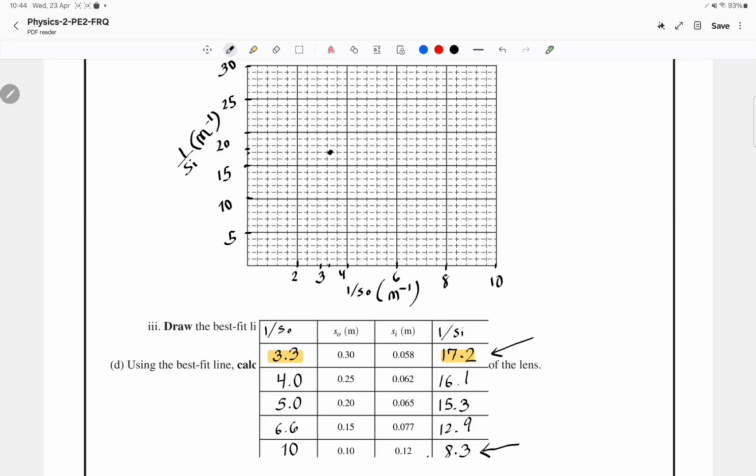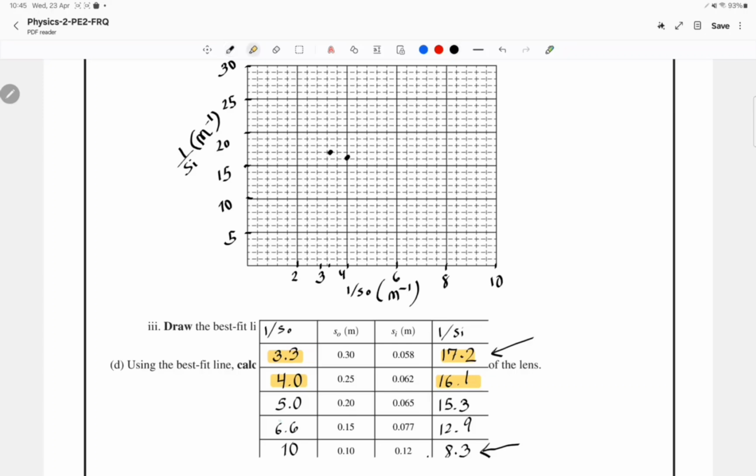That's the first point. The second point, 4 and 16.1, which is probably going to be here. Let's actually be careful here. So how many ticks do I have? I have 1, 2, 3, 4, 5. So each tick is a 1 point, right? Yeah. So now I have 16.1. That means I'm looking at the second tick. So 4 and 16.1 would actually be here.